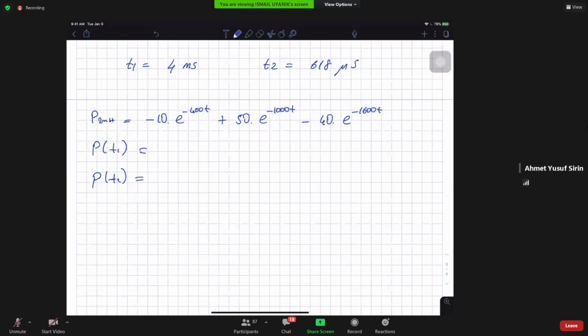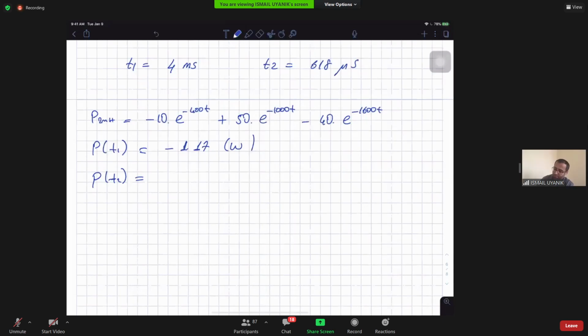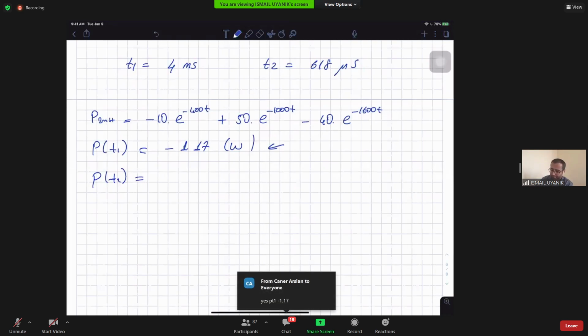For P at T1, okay, minus 1.17. Okay. So definitely that is the minimum. I mean, at least we have zero energy at t equal to 0. So this T2 should be the correct case, but did you also calculate power at T2? It's 4.3 watts. 4.3 watts, thank you.